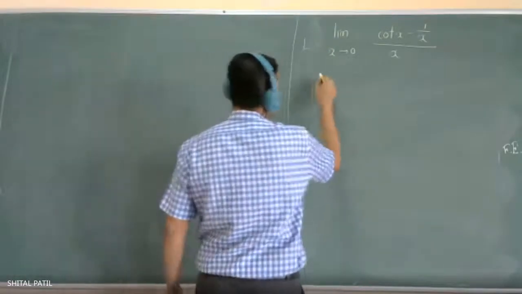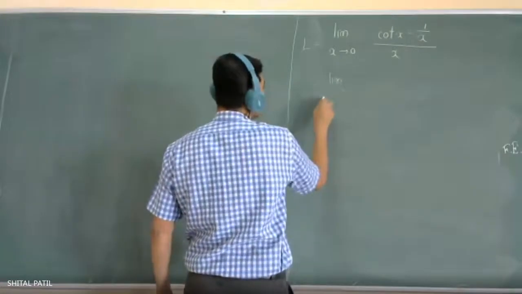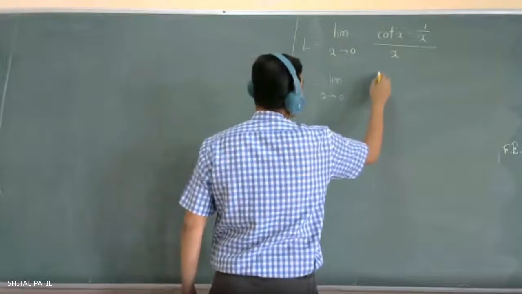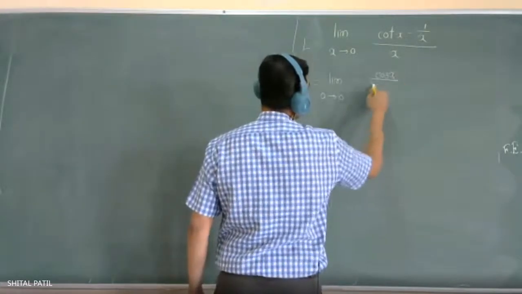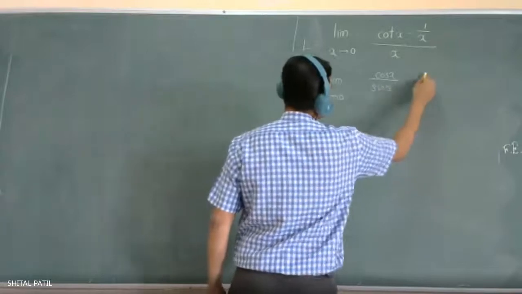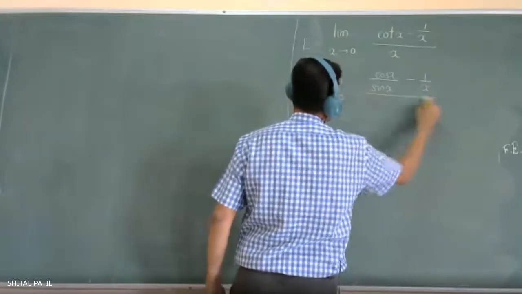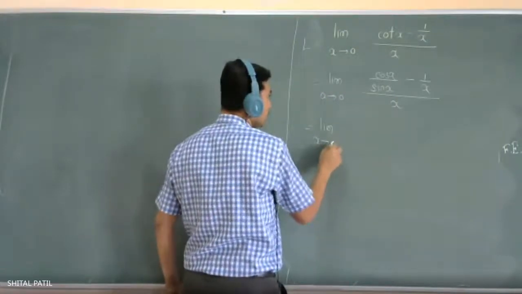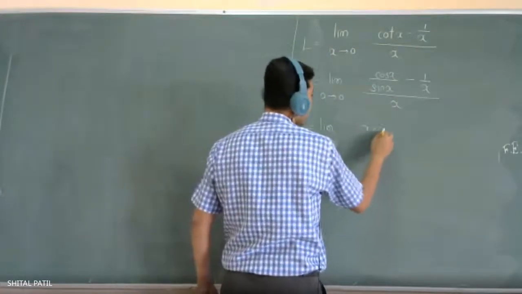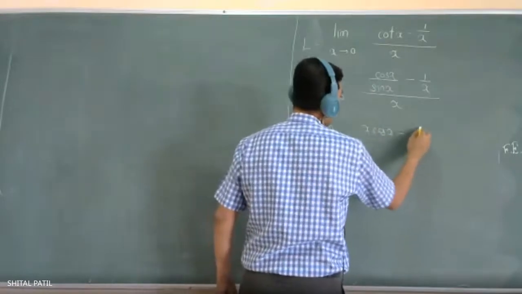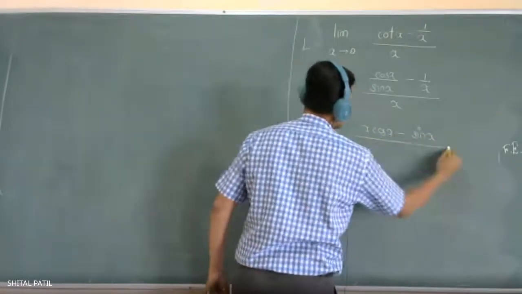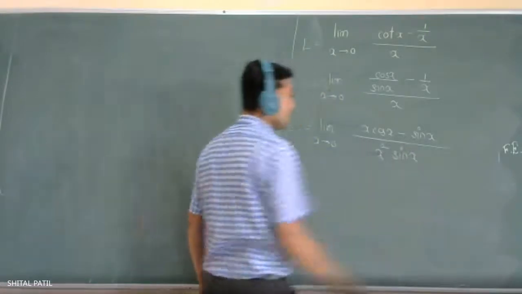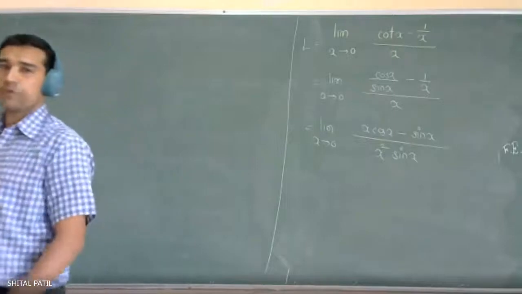So first we'll simplify, then we'll substitute x. Cot is cos x divided by sin x, minus 1 upon x, divided by x. So limit x tends to 0, x cos x minus sin x divided by x square sin x. Hope you might have understood this simplification.